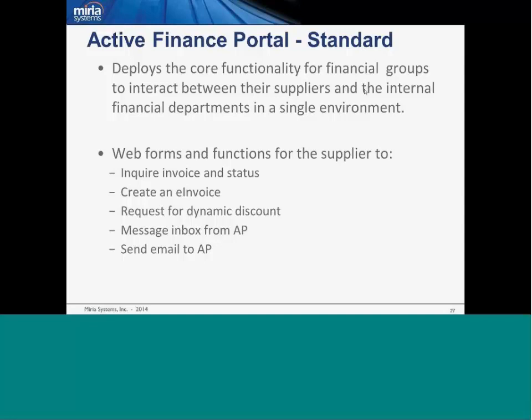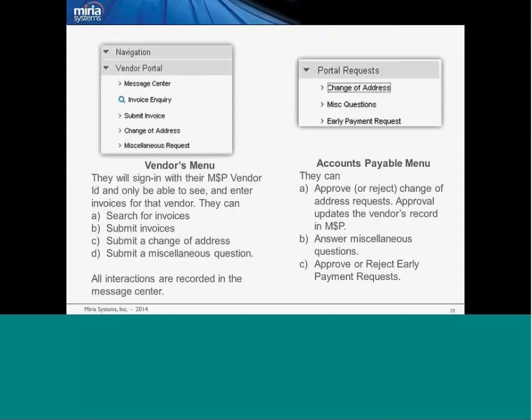So you can send messages directly back and forth between the supplier and the particular AP person assigned to that. You can be sure that the right AP person for the right supplier gets the message, and you're not spending time bouncing emails around behind the scenes. The basic vendor portal menu, on the screenshot here right now, has only that functionality that I discussed.